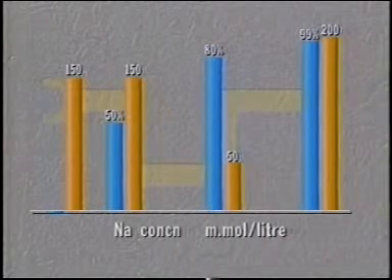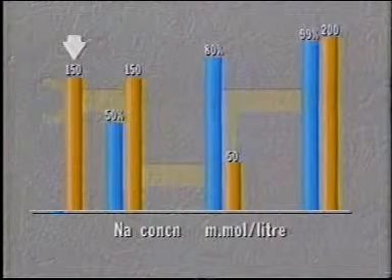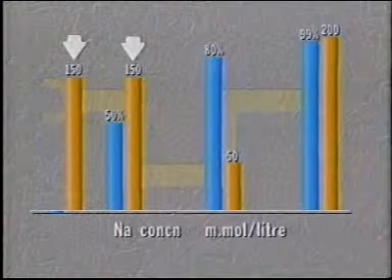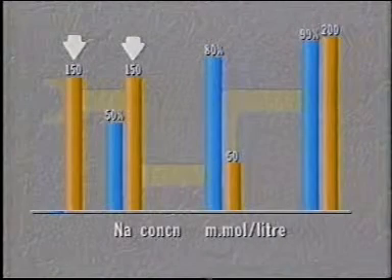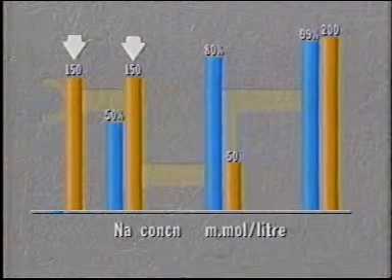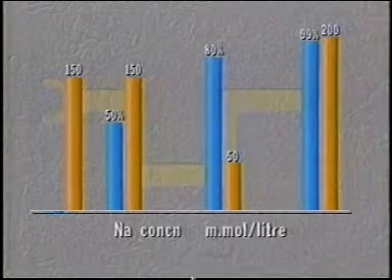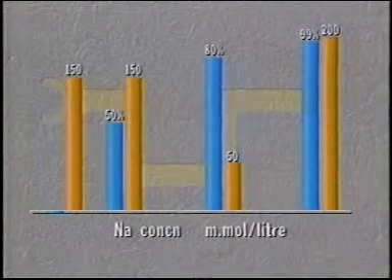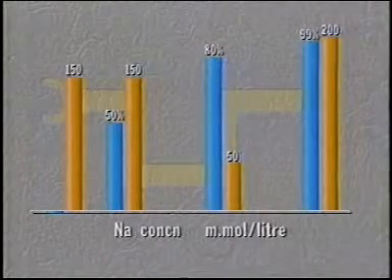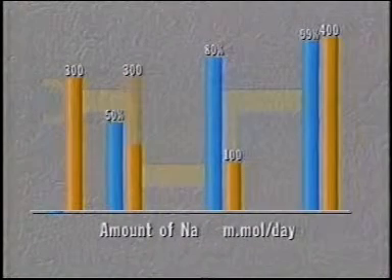But this graph is deceptive. For example, if we look at the figures for plasma and for late proximal tubule, the concentration of sodium is the same in both cases, 150 millimoles per litre. But 50% of the water has been reabsorbed by the end of the proximal tubule. So for the sodium concentration to remain the same, the tubule must therefore have reabsorbed 50% of the sodium. Although the sodium concentration doesn't change, the absolute amount of sodium has decreased by half.